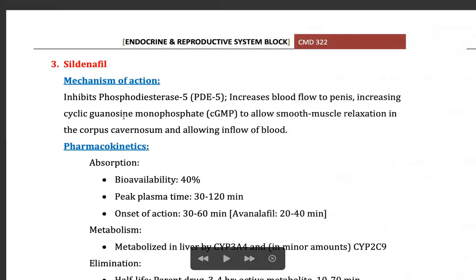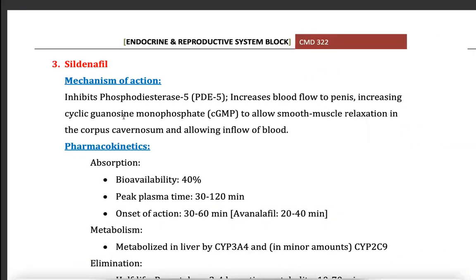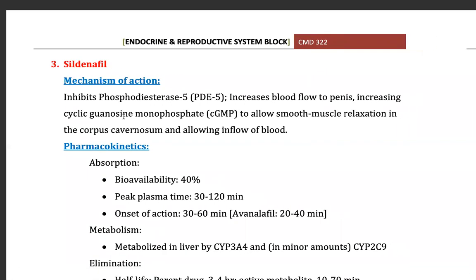Let us see about sildenafil, how it acts. First is the mechanism of action, how it is used in the management or treatment of erectile dysfunction. It inhibits the enzyme phosphodiesterase 5. So sildenafil is an inhibitor of phosphodiesterase 5.